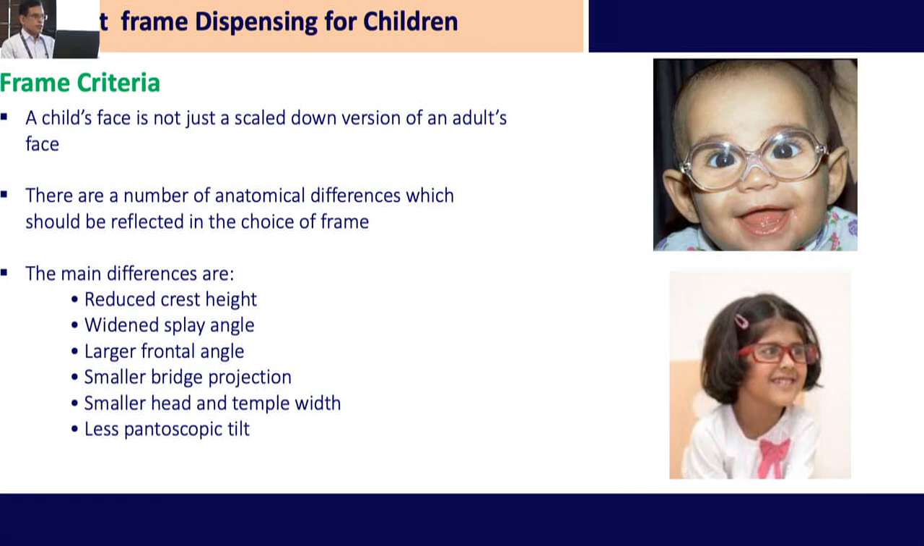So a child's face is not just like a zoomed in adult's face. The various differences: one is the reduced crest height, the widened splay angle, larger frontal angle, the smaller bridge projection, small head and temple width, and of course you don't usually use a pantoscopic tilt in children.